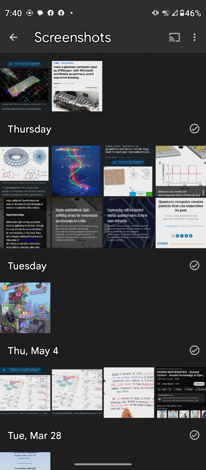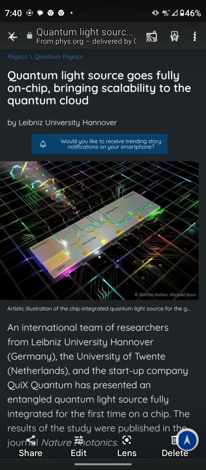Now, next that I want to show. So, going off of that, I saw this today, but it was posted a few days ago. A quantum light source goes fully on chip, bringing scalability to the quantum cloud. So, at the University of Hannover in Germany, which makes sense because I think Europe is trying to become the power in quantum. Or I was trying to word that correctly, but me not know English, me no math.